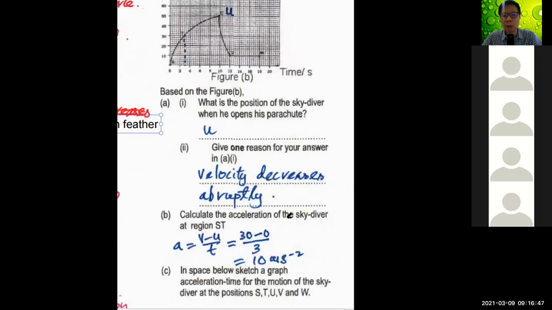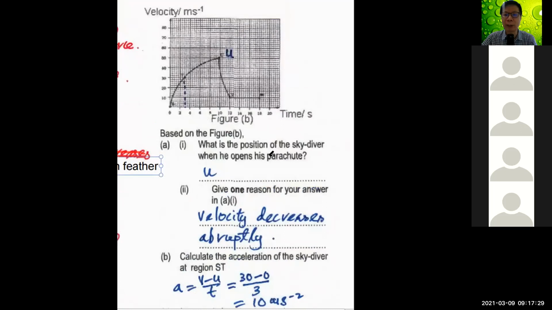Okay, next question. In the space below, sketch a graph of acceleration against time for the motion of the skydiver at positions S, T, U, V, W. This is a difficult question. When I marked the SPM paper that year, of 10 students I marked, all 10 got it wrong. Almost all the candidates in that center got it wrong. That means you know how difficult the question is, right? Sketch an acceleration-time graph.